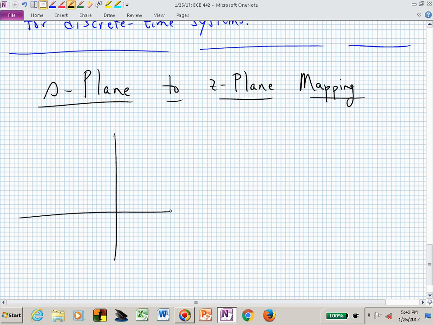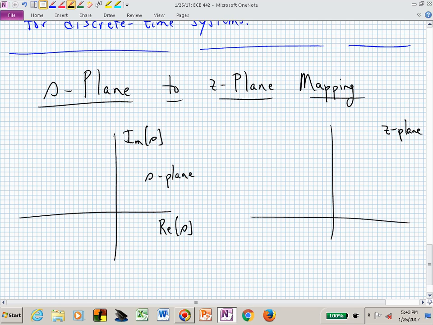Here's one, which is the S-plane. Here's the imaginary of S, and here's the real of S. Let's say this is now the S-plane. And we want to connect that, or relate that, to another complex plane, which has the real part of Z and the imaginary part of Z. Z is a complex number. It has a real part and an imaginary part.